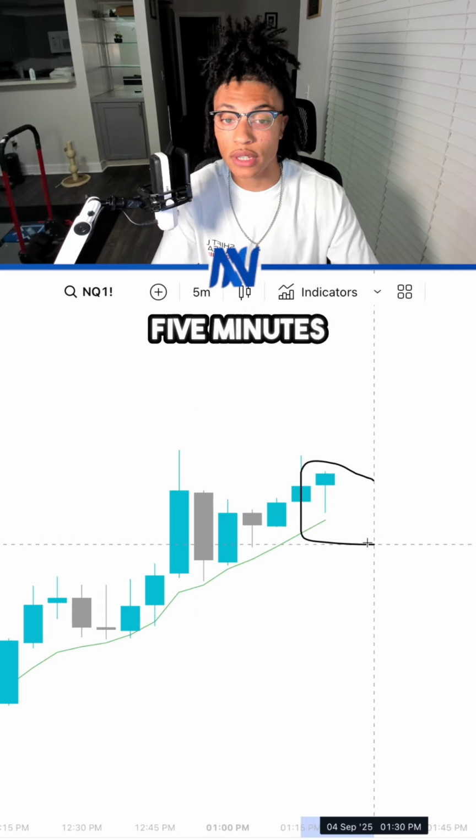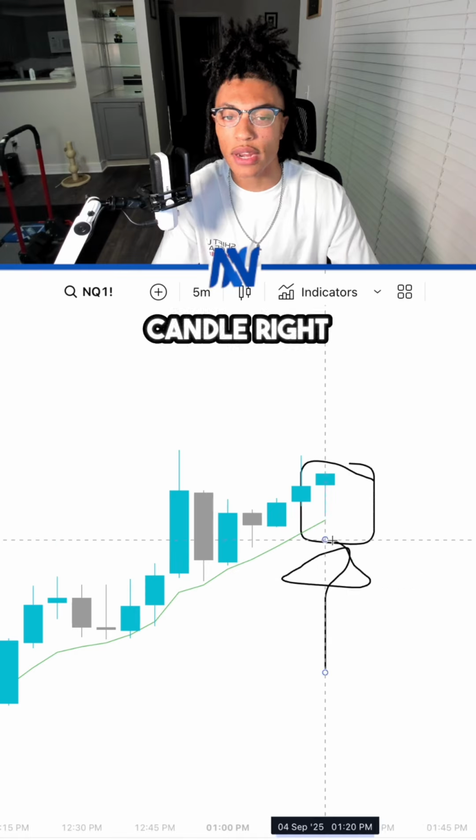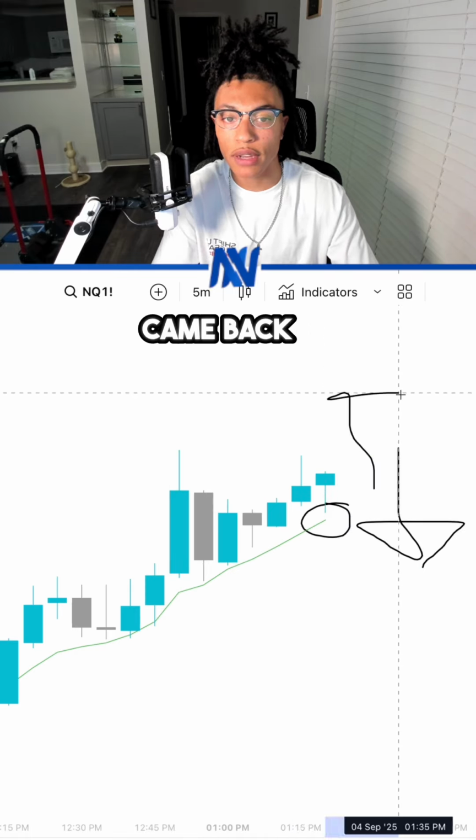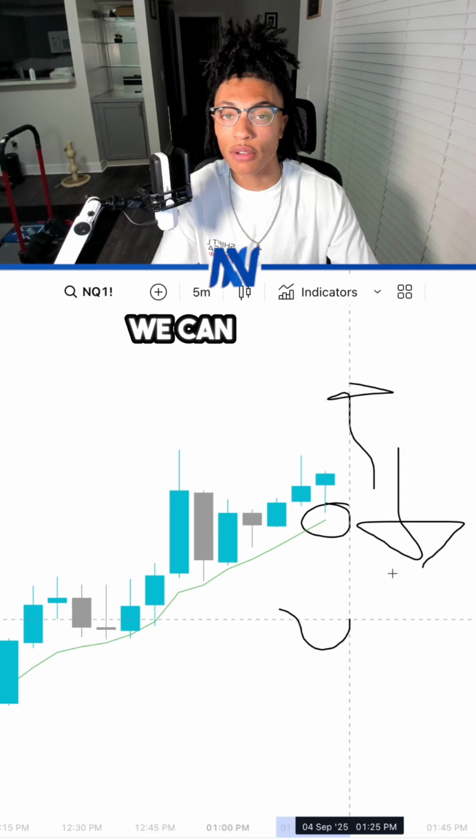And as we can see, 5 minutes later, we got a nice rejection candle right here. Price tried to make a push back down. It touched this 8 EMA equilibrium zone, came back up, and it closed over. And with that, we can finally get into a trade.